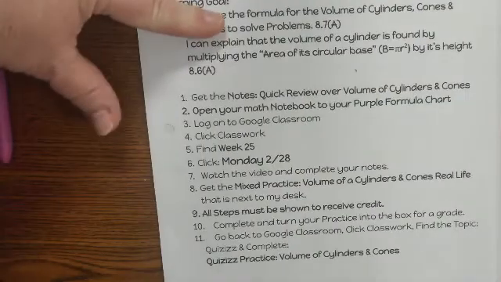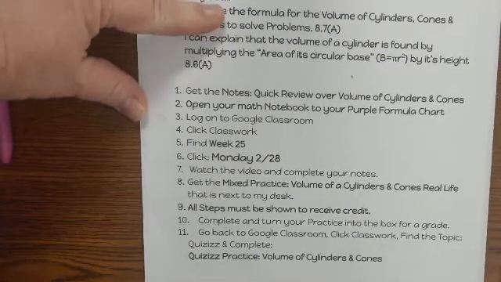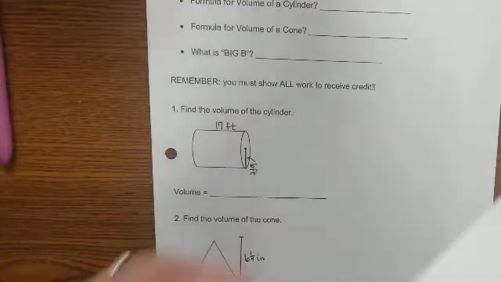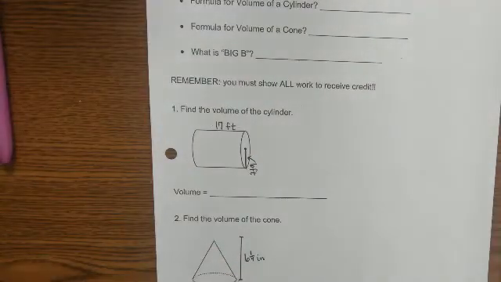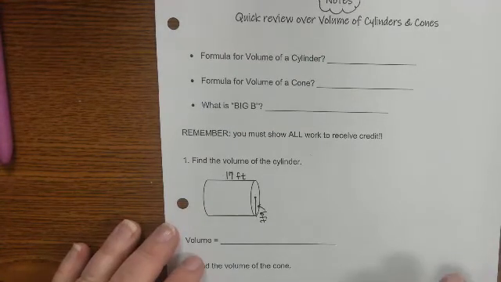And I can explain that the volume of a cylinder is found by multiplying the area of its circular base by its height, okay? So we're going to do a quick review because we have been gone for a week and our brains are mush. And so here we go. Quick review over volume of cylinders and cones.